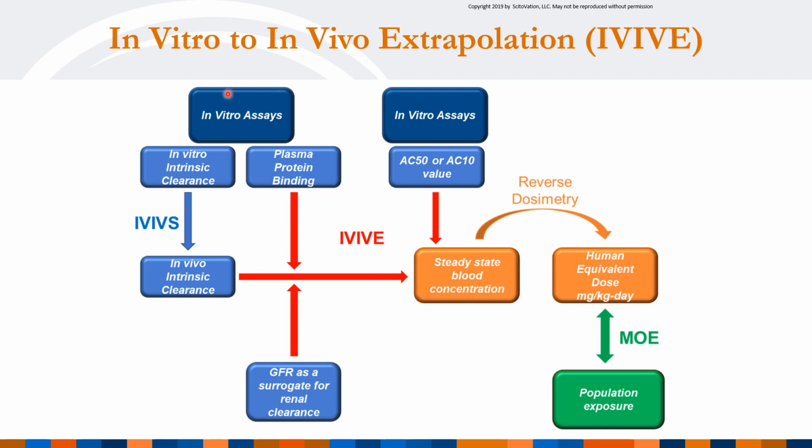To populate the model, we need clearance, we need plasma protein binding, and we need renal clearance to transform the in vitro intrinsic clearance into in vivo intrinsic clearance. And then we can use the model to convert the in vitro assay to an in vivo human equivalent dose that can be compared to population exposure to derive a margin of exposure.